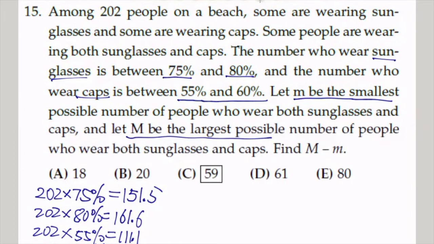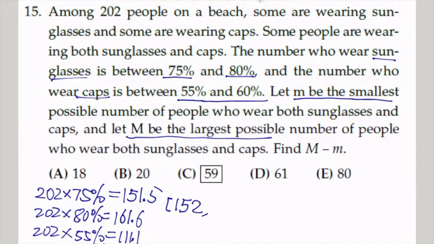But that is incorrect. We see that for sunglasses, it's between 75% and 80%, which means that it should be no less than 75%. If we floored 151.5 to 151, that percentage is going to be less than 75%. So we have to use the ceiling function. So we convert 151.5 to 152.